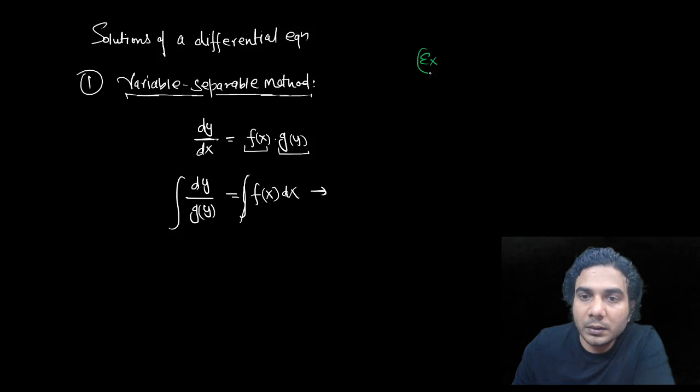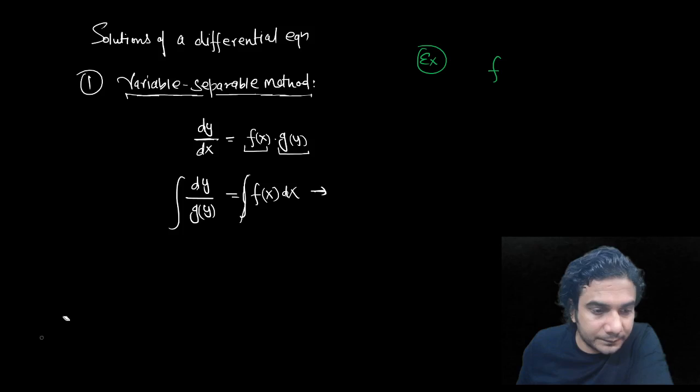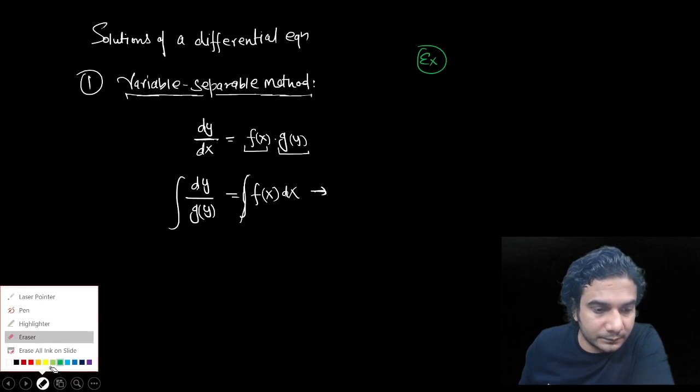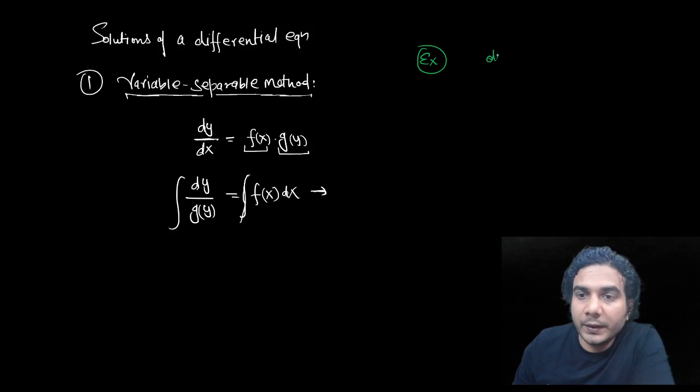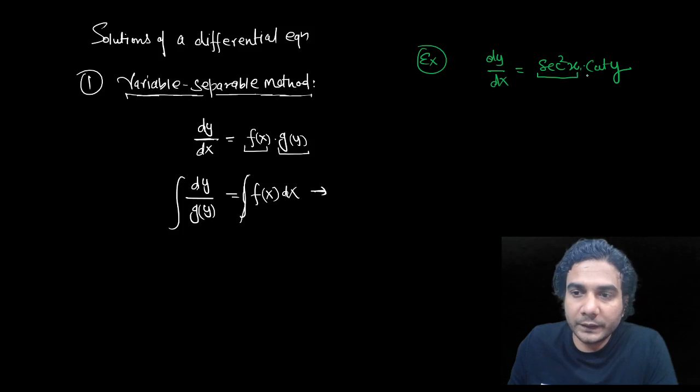Suppose dy by dx is given as sec square x into, say, cot y. Yeah, this is a very easy example. So now how to do it? You can see x and y are already given in product form, a function of x and a function of y. So you can separate these two functions.